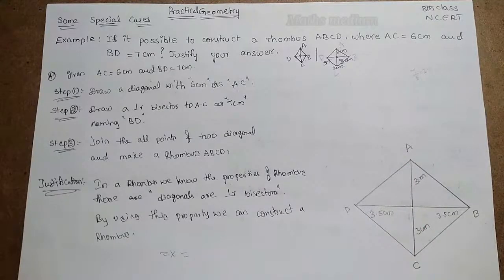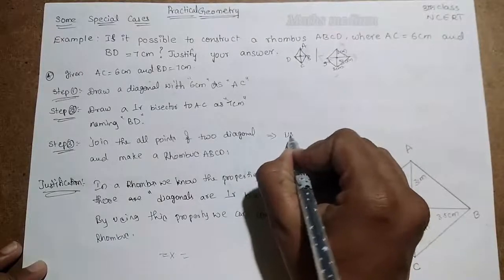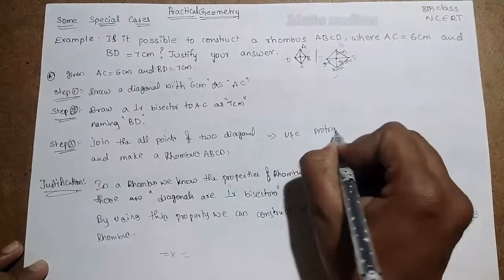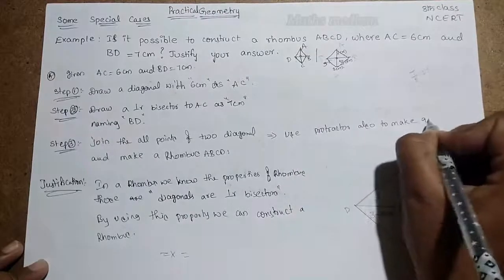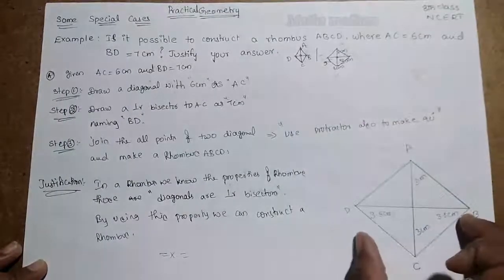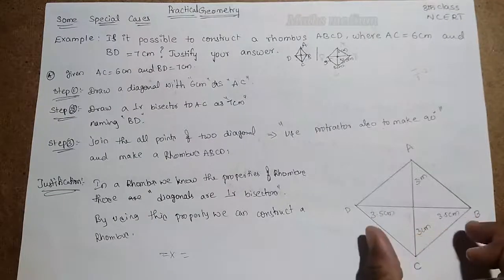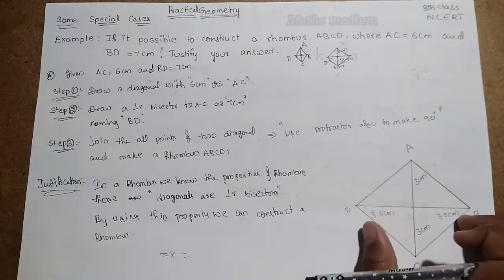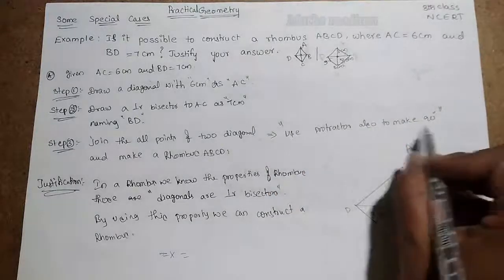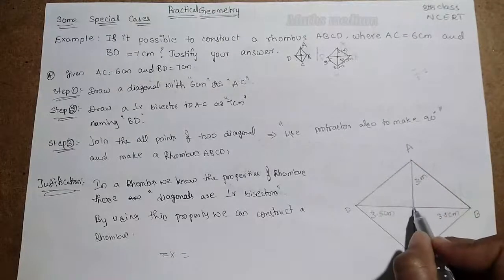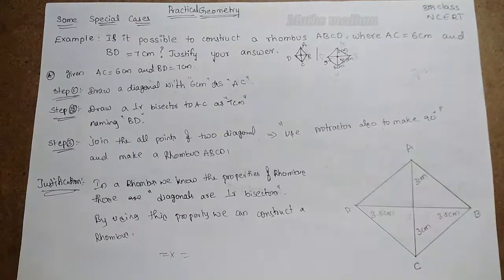If you have to make a perpendicular bisector, you may use a protractor also to make 90 degrees. This is another way of making a rhombus, but in this case I don't use the protractor, while it is easy to mention the perpendicular bisector here. So if you want to use a protractor, you can make 90 degrees at the midpoint of one line segment, that is a diagonal. Then you can draw a rhombus also.